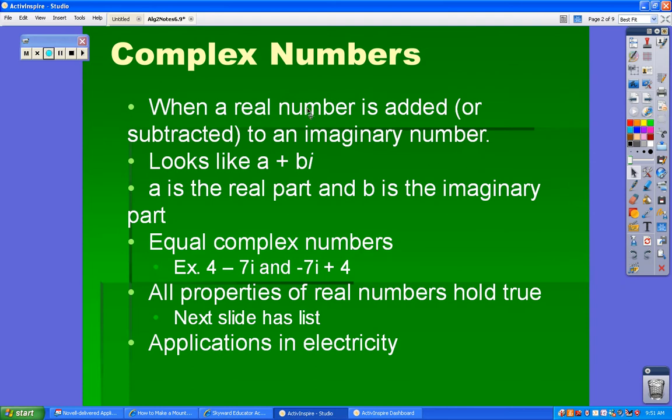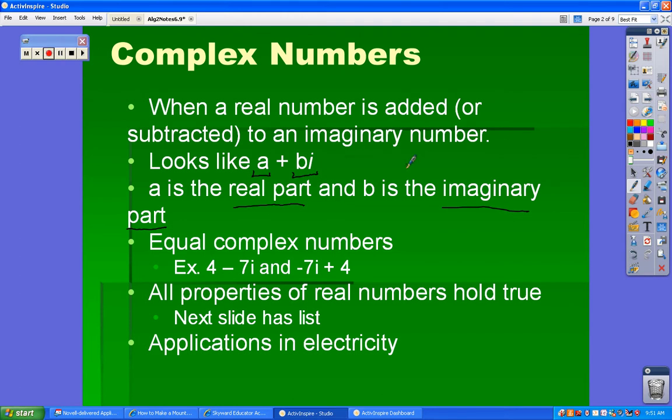When you have a real number and you add or subtract it to an imaginary number, that's called a complex number. They're complex because they have two parts. They have a real part and an imaginary part, so that makes them complex. Okay, it will look like this, a plus bi. We generally put the real part first and then the imaginary part second.